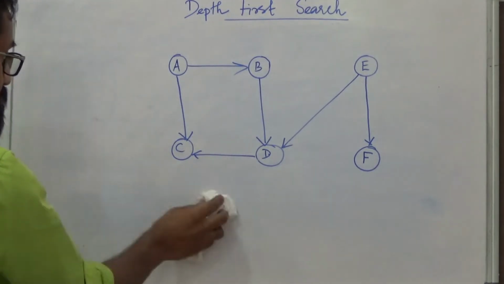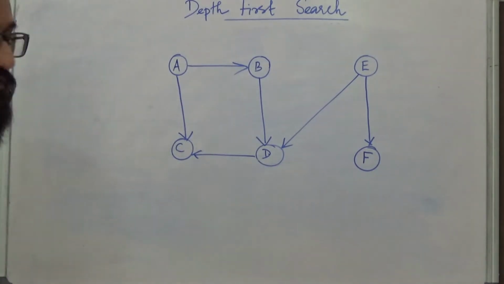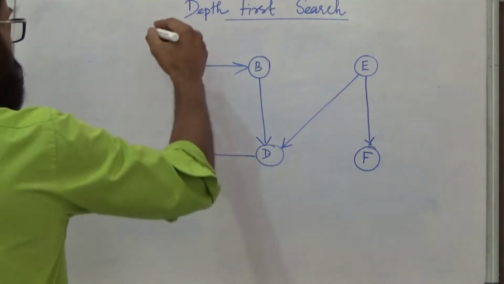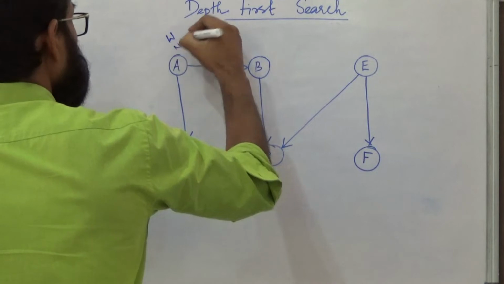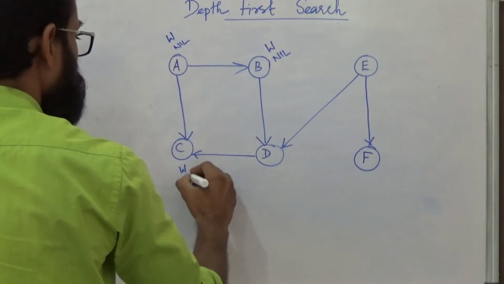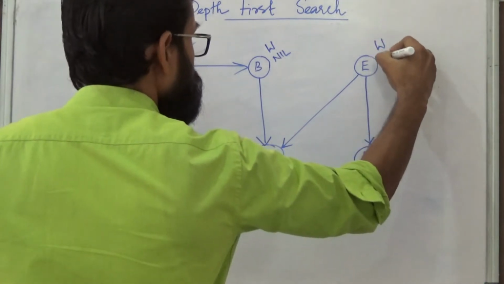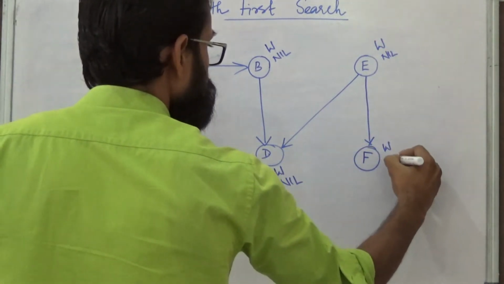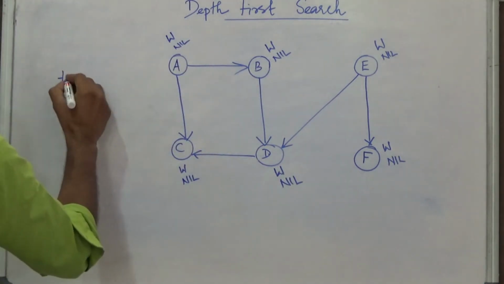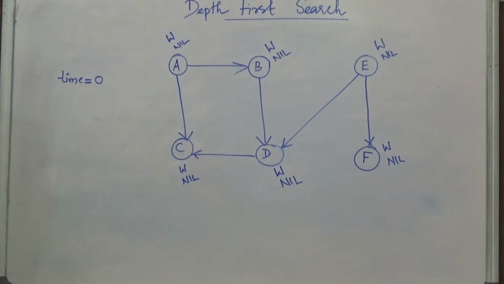So let me illustrate the working of this algorithm with a simple example. Consider this particular graph. The first step involved is initialization. You have to initialize the color field and the predecessor field. Color will be set as white and predecessor will be set as nil. That is the first step: for all vertices, set color as white and predecessor as nil. Now it will initialize a global variable time to 0.